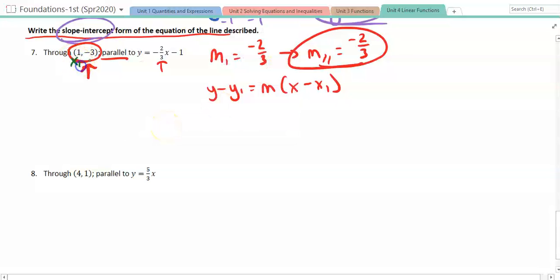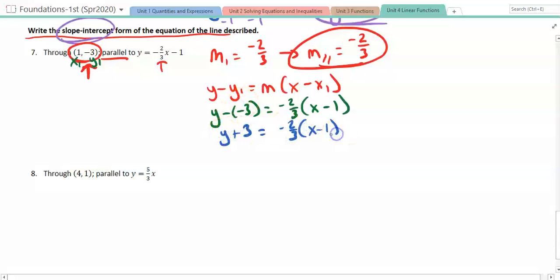So this is my x sub 1 and my y sub 1. So I'm going to get y minus negative 3 is equal to the negative 2/3 x minus 1. Now, the double negative here will go positive. Y plus 3 is equal to negative 2/3 x minus 1. Now, if I wanted point slope form, I'm done. But I want slope intercept form.